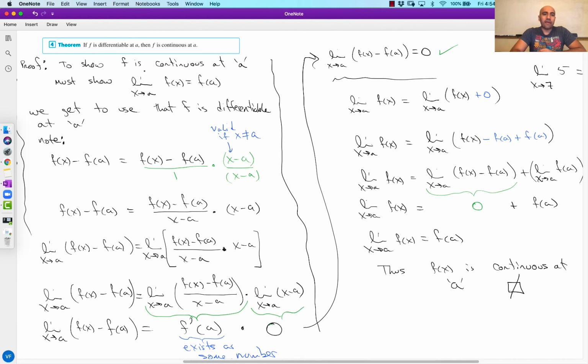To show that f is continuous at a, we must show that the limit as x approaches a of f of x equals f of a. That's the definition of continuous. We get to use that f is differentiable at a. There's a couple of ways in which we can write the fact that the function is differentiable. We can use the h notation or not. So we want to start off with f of x minus f of a is equal to f of x minus f of a times x minus a over x minus a.